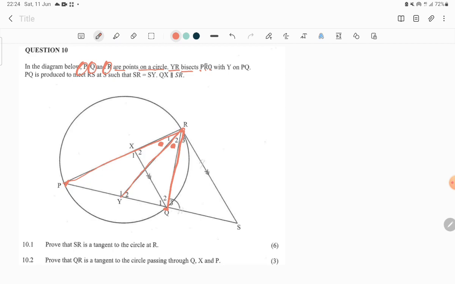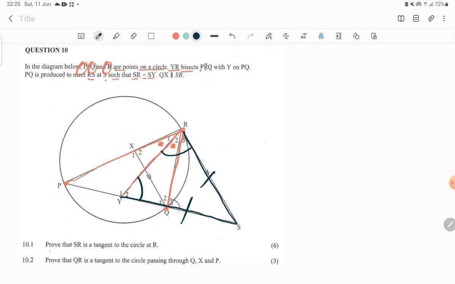Now, what else do we have? We have PQ produced to meet SR at S such that SR is equal to SY, which means these sides are equal to each other. So if these sides are equal, you just remember that these angles have to be equal to each other as well. This is just what we have for now. Let's come to the question.